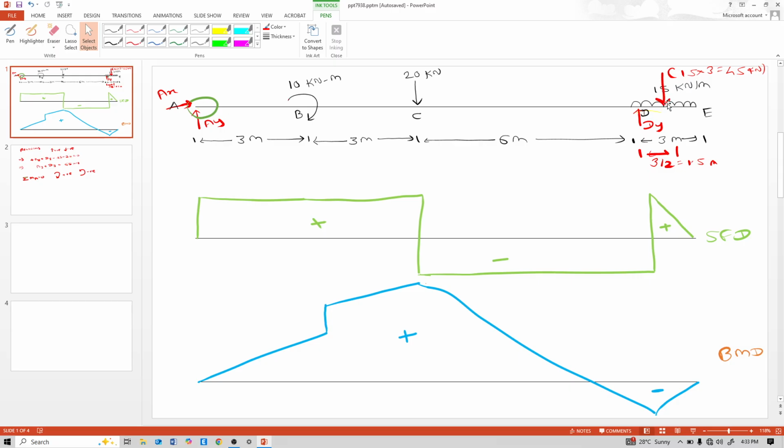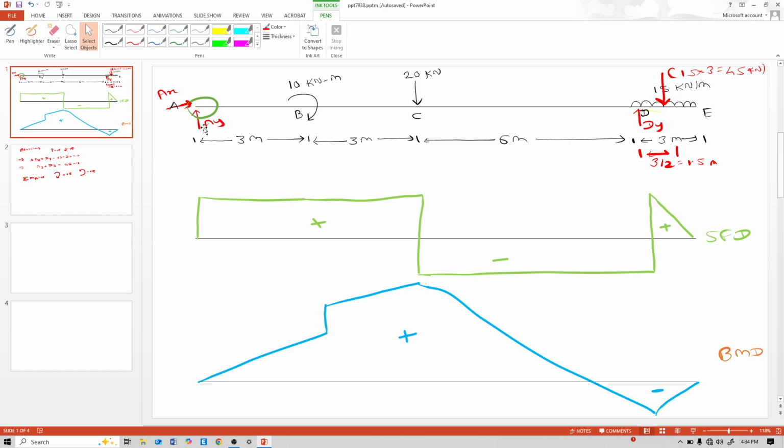Now this 45 kilonewton force is also clockwise to that point. That's why positive 45 into distance, this 1.5 meter plus 6 plus 6, 3 plus 3, 6. That means 13.5. 6 plus 6, 12 plus 1.5, 13.5. And see this RD reaction. This RD reaction is anti-clockwise to that point. Yeah, anti-clockwise, that means minus DY into, from DY to that point distance is 12. So minus DY into 12 equal to 0.